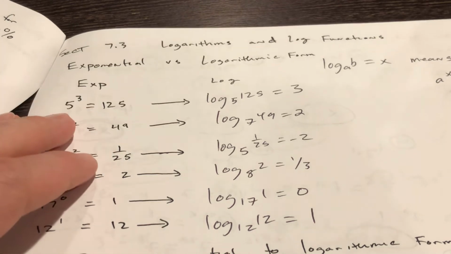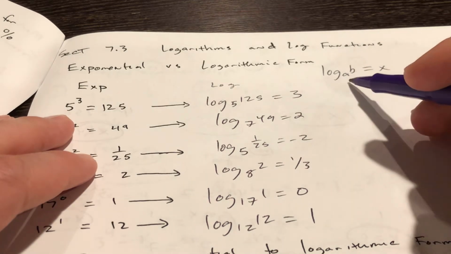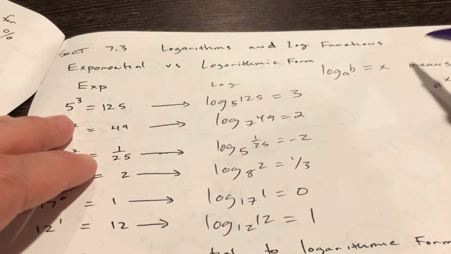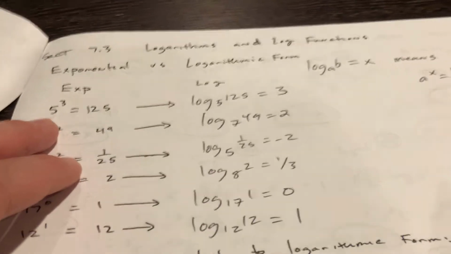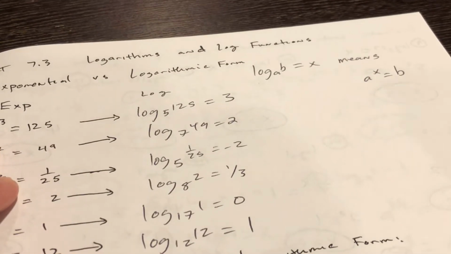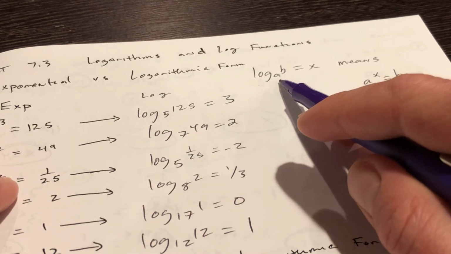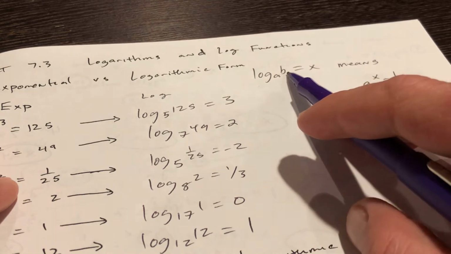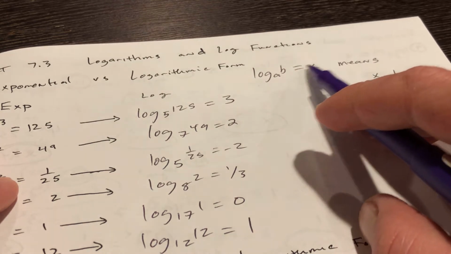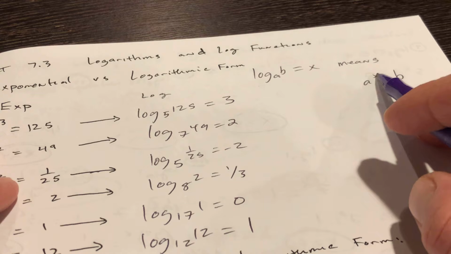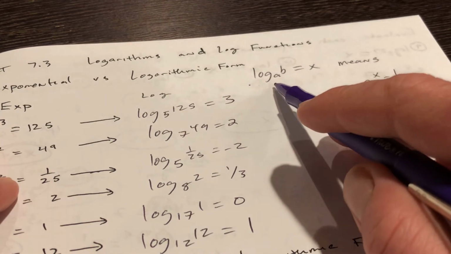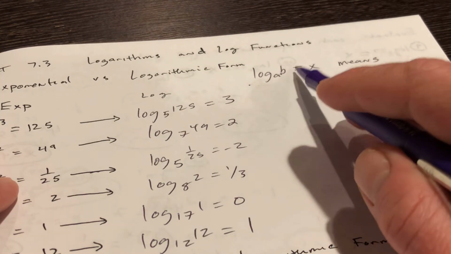All right, so log base a of b equals x means the following. It means a to the x power is equal to b. So this is a subscript and it's the base. This is what I call the answer, and the right side of the equal sign is the exponent. All right, so log base a of the answer b equals x.